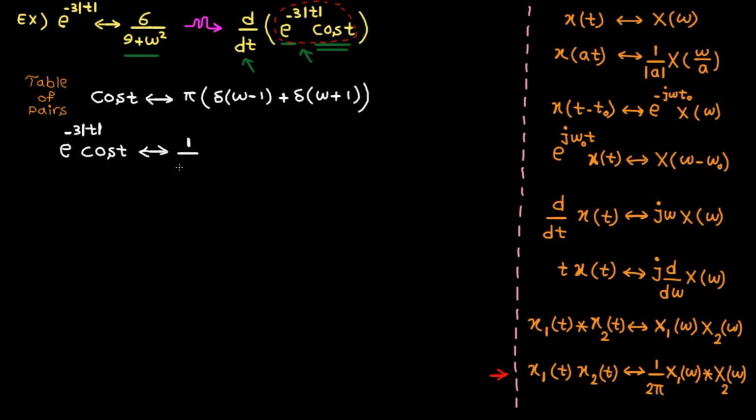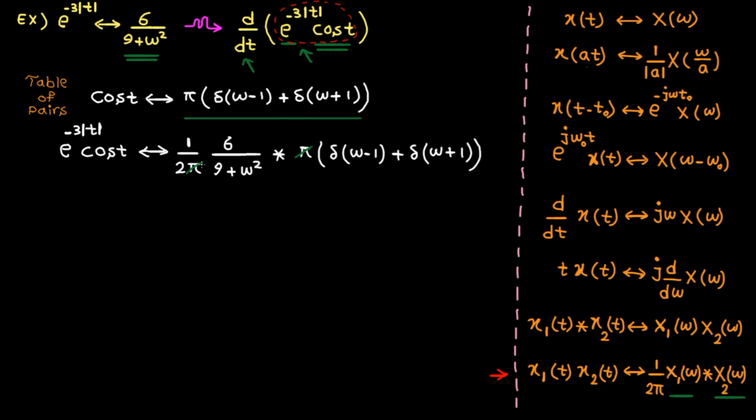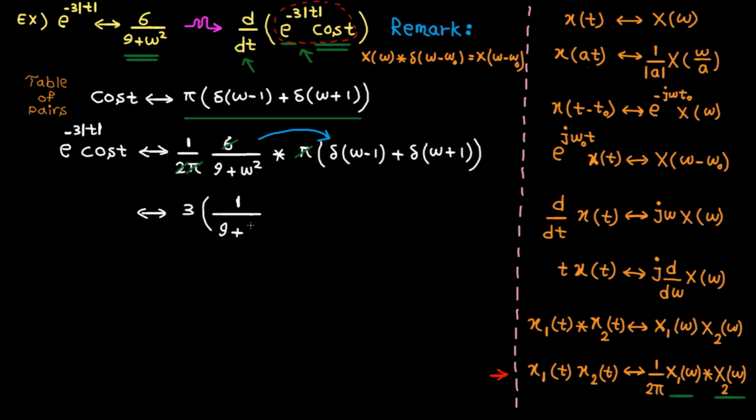Multiplication in the time domain is convolution between X1(omega) and X2(omega) in the frequency domain. This is X1(omega) and this is X2(omega). Pi is cancelled by pi. Again, convolution with the delta function just shifts the signal. So to convolve this term with the first delta function, we just need to shift, or replace omega by omega minus 1, easy peasy. Same story for the second convolution.